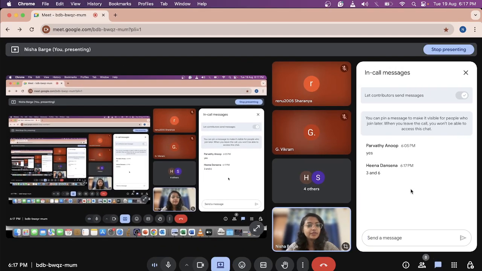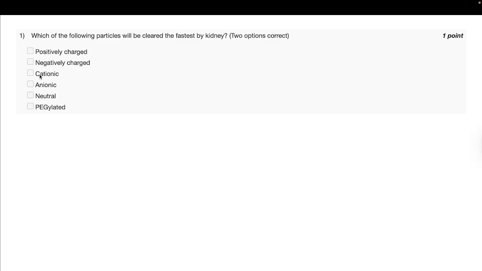Okay, looks like we have the first response. Somebody saying option 3 and 6, which is cationic and pegylated. Okay, thanks for answering. Does anybody have any other response other than option 3 and 6? We'll discuss the answers in a while. Thank you for responding. Would others like to answer?